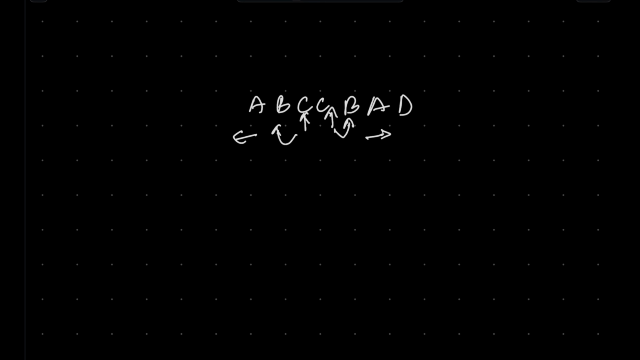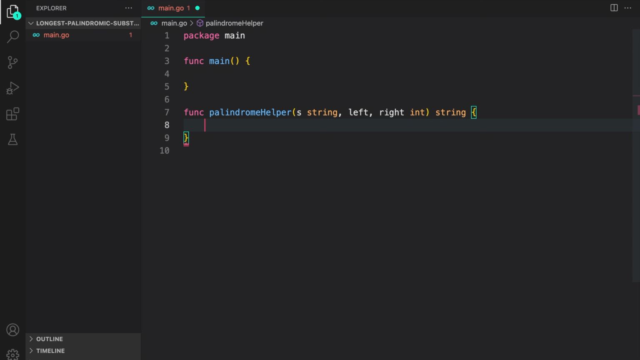It is better to understand this with a code example. So let's have a look at code. First, I'm going to create a helper function that takes a string and two indices from where to start expanding outwards, and returns the longest palindrome string starting from those indices expanding outwards. So here, as you can see, the palindrome helper takes the string and left and right indices, returning the longest palindrome starting from that index.